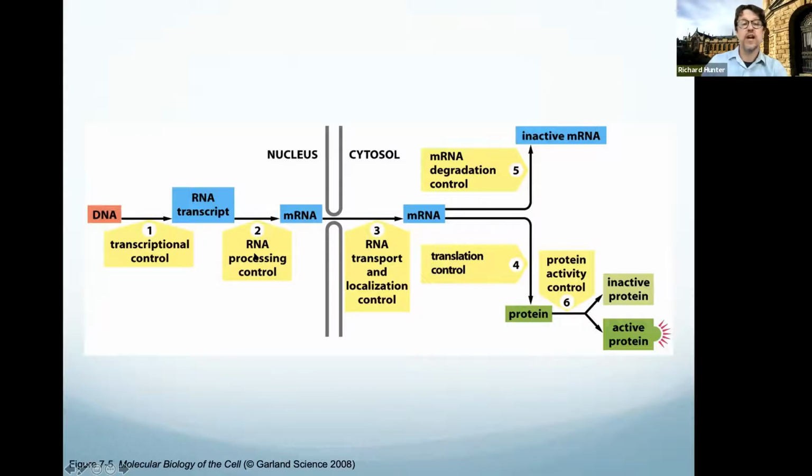You can change how RNA itself is processed, how RNA is transported and localized within the cell, how it's degraded, how it's translated into protein, how those proteins in turn are modified. So in this case, we'll talk about histone modifications. These are the packaging proteins for DNA. They're actively modified, and that affects transcriptional control. So there's interactions at all of these levels.